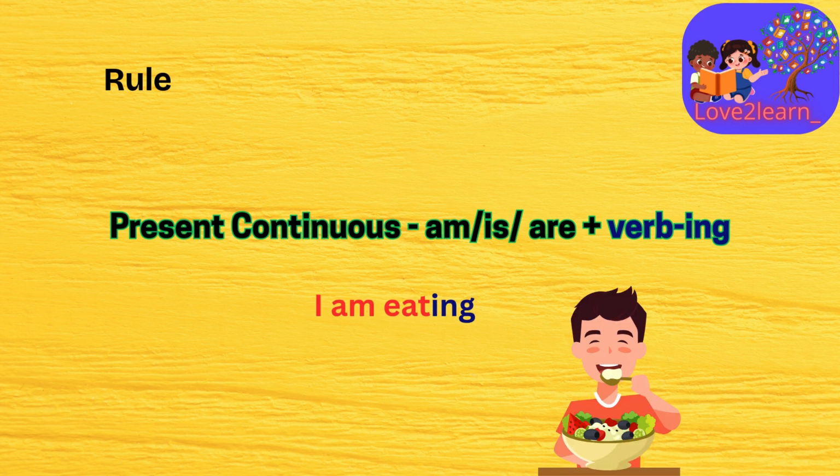I am eating. This sentence starts with I, so the helping verb am is used. Action verb eat. With that, ing is added for present continuous tense.